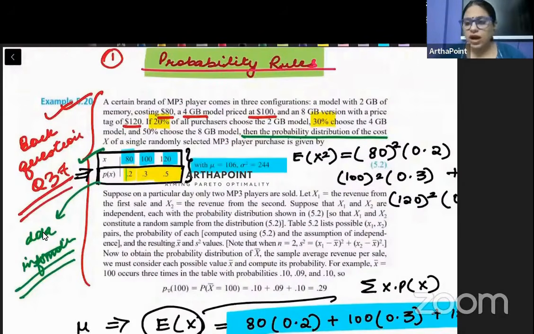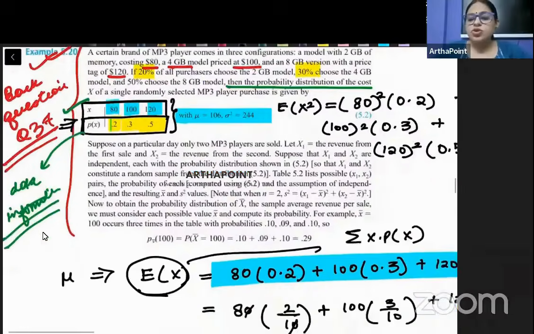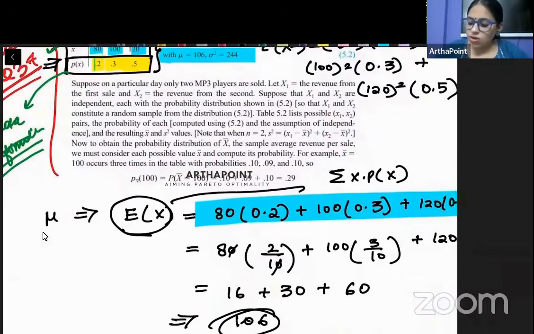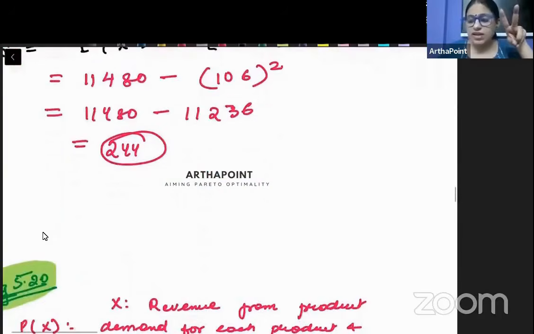ये वाला part clear हुआ, how mean and variance are given to you. अब हम एक next step पे चलते हैं. So now what happens is, it says that on a particular day, 2 MP3 players are sold. तो एक दिन में हम 2 MP3 players sell कर रहे हैं.